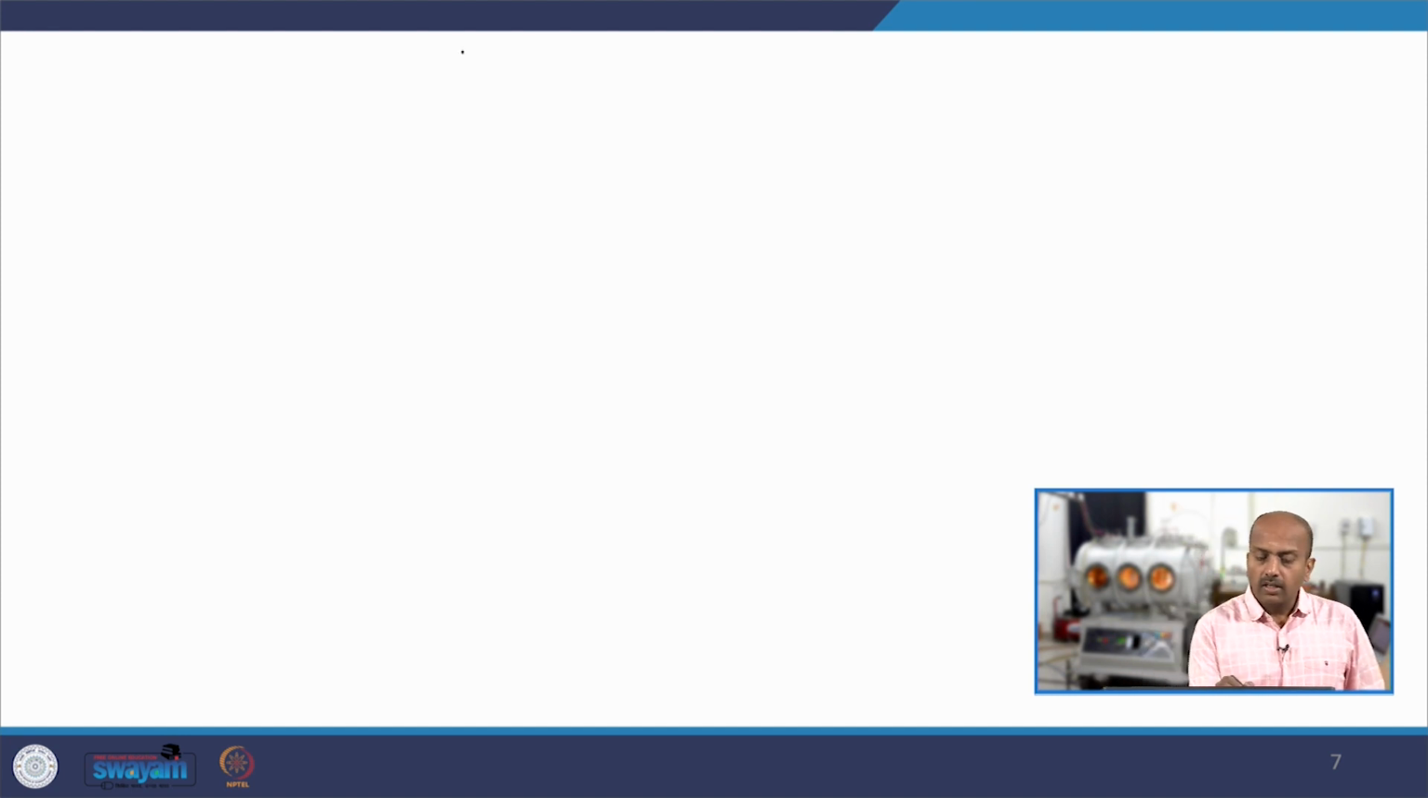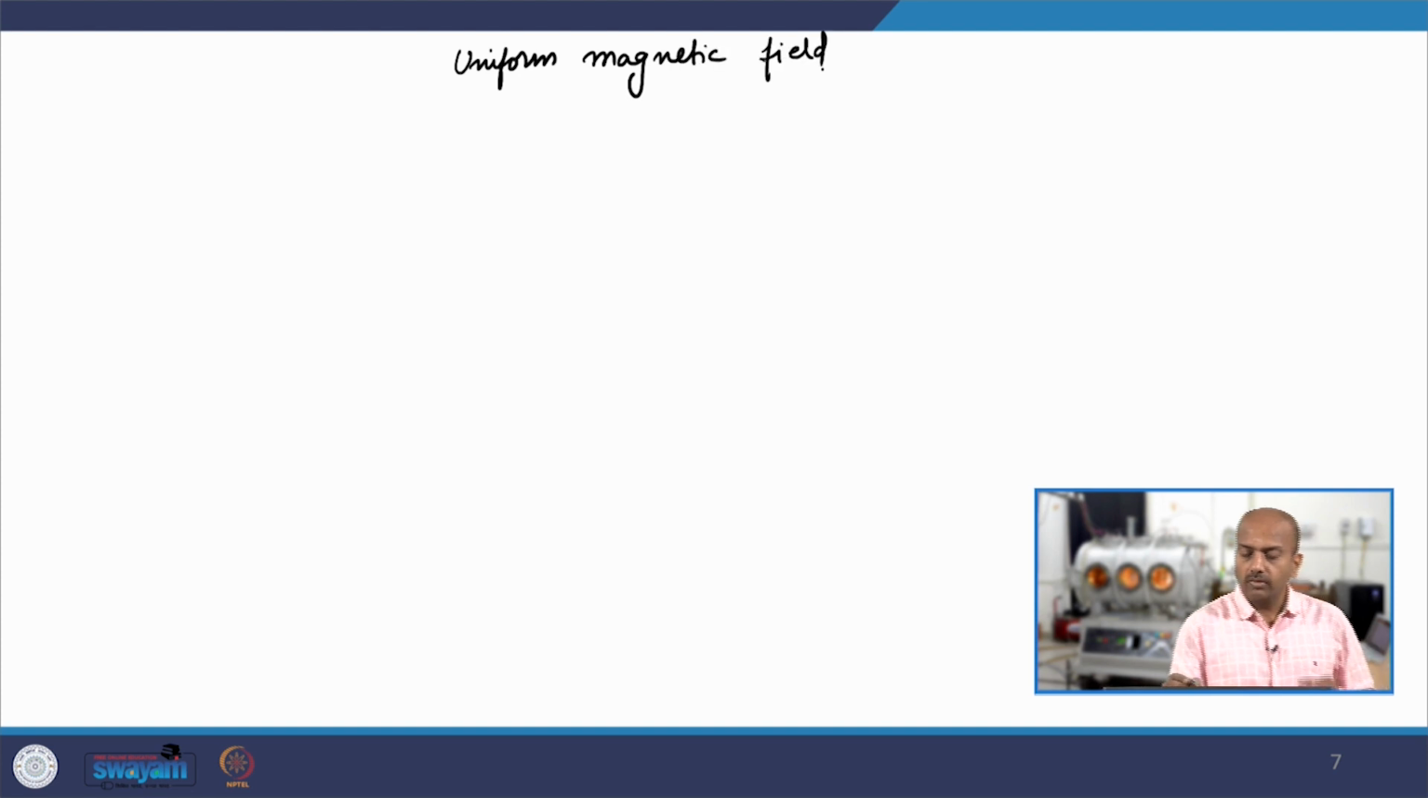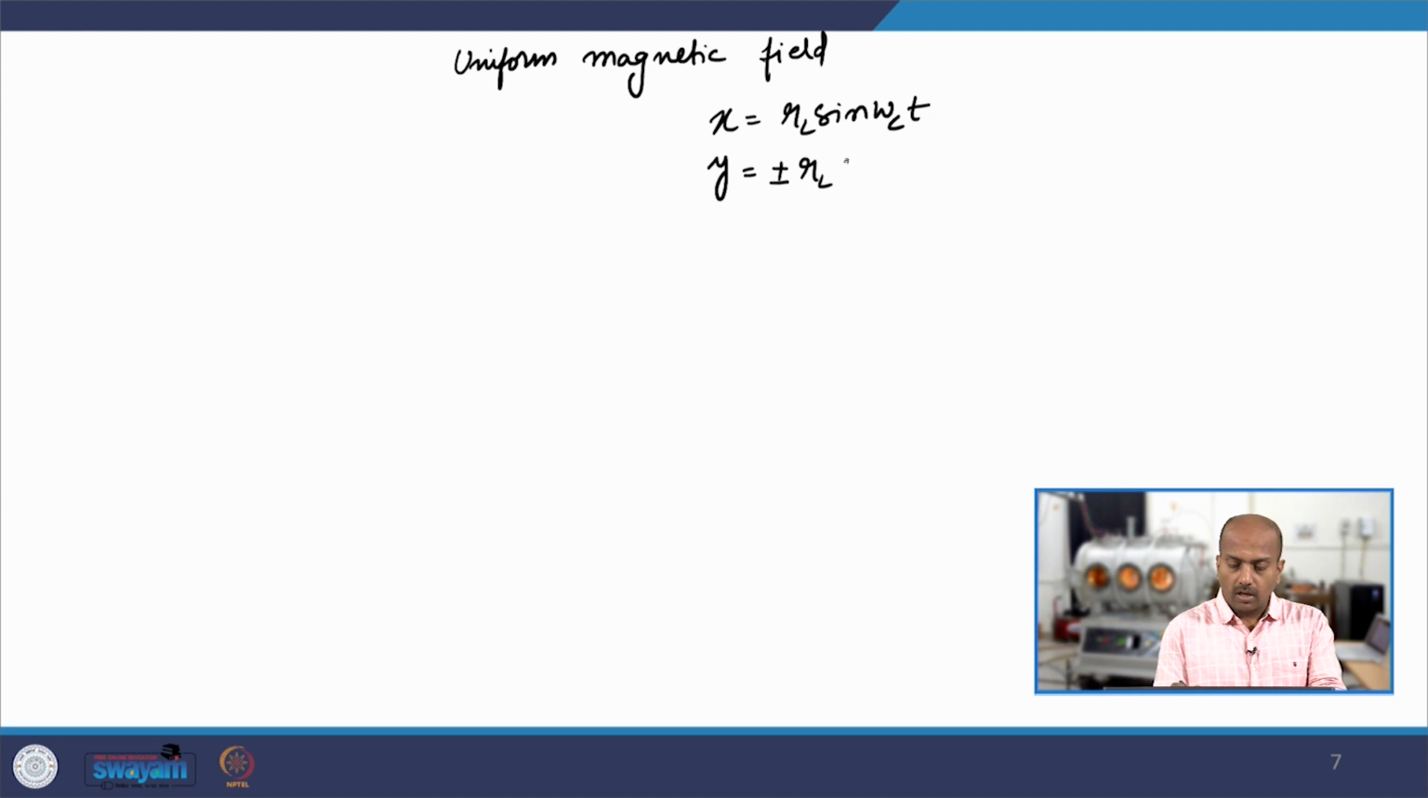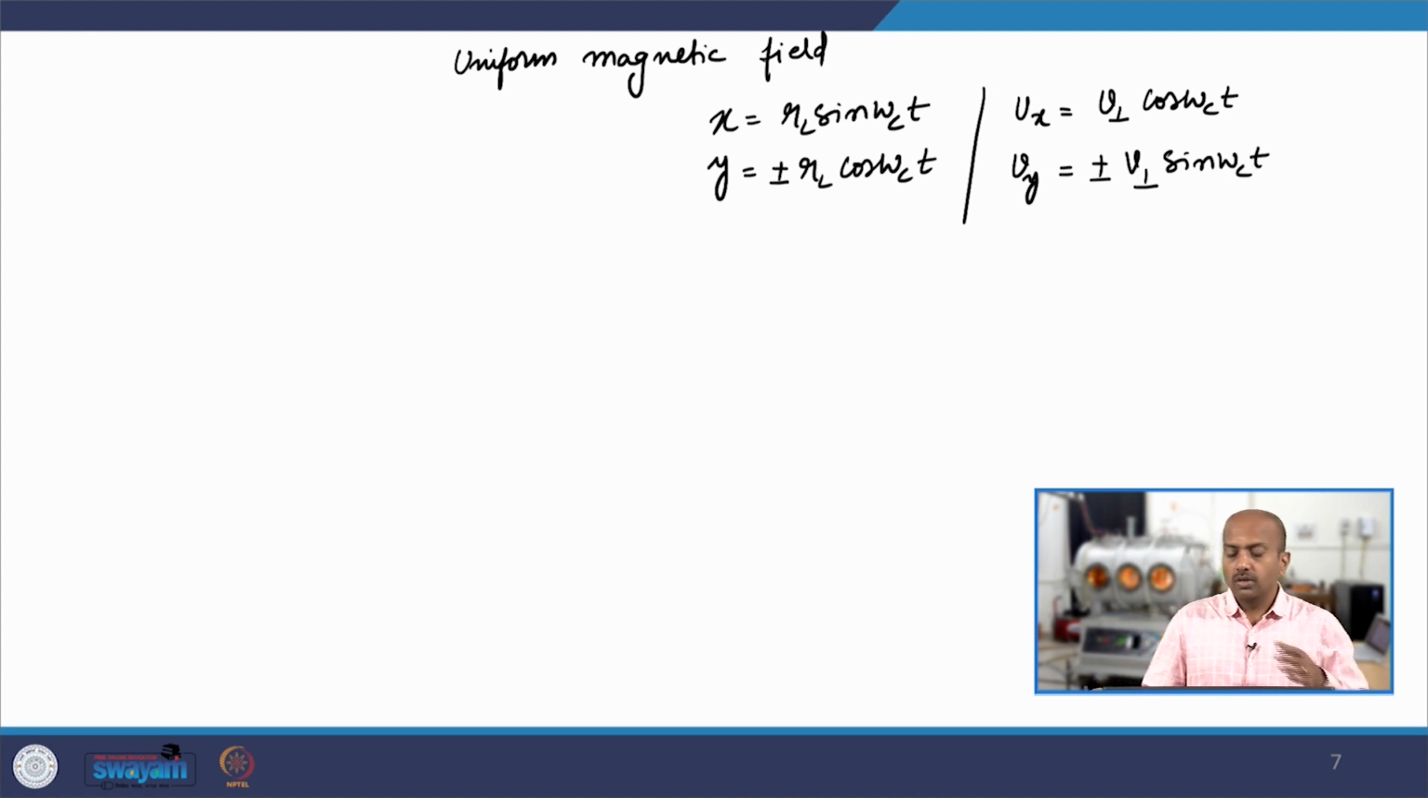For example, we know in the case of a uniform magnetic field, what we know so far from the earlier discussion is that the position can be written as x is equal to RL sin omega c t, y is equal to plus minus RL cos omega c t, whereas Vx, the x component of the velocity, is V perpendicular cos omega c t, Vy, the y component of the velocity, is plus minus V perpendicular sin omega c t.